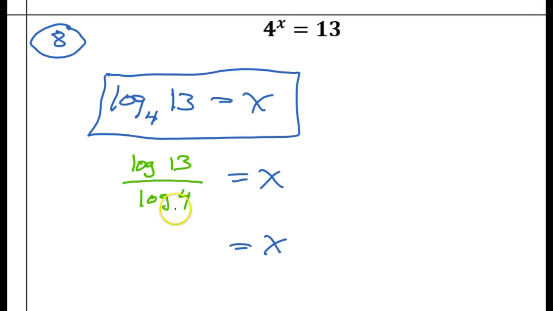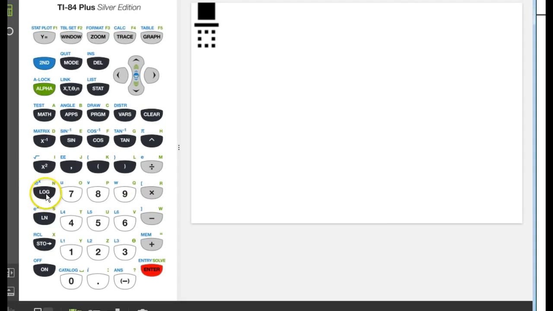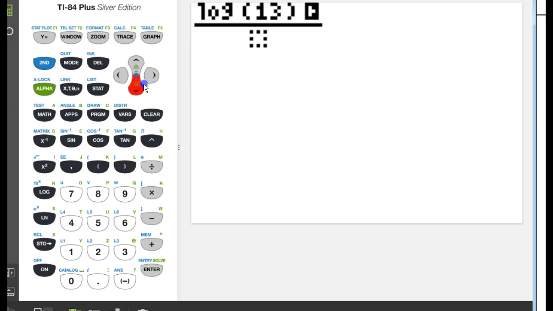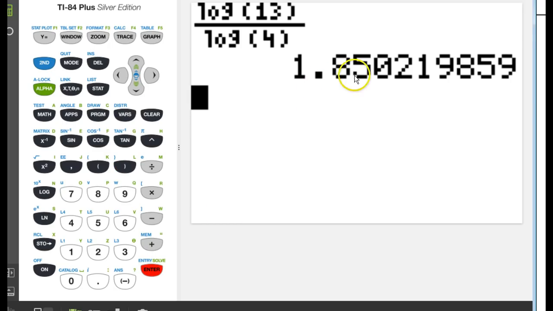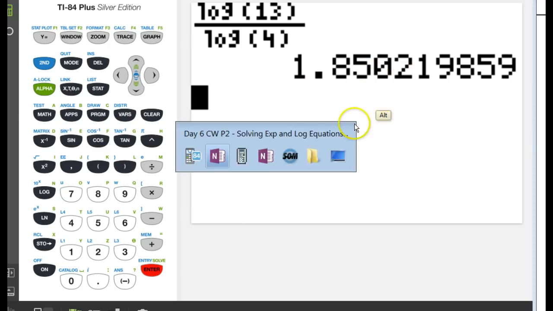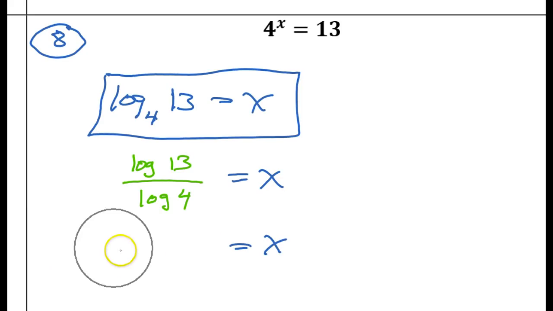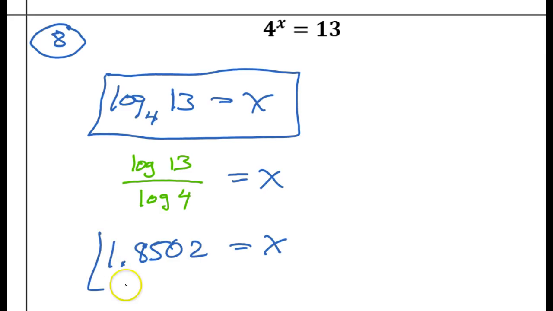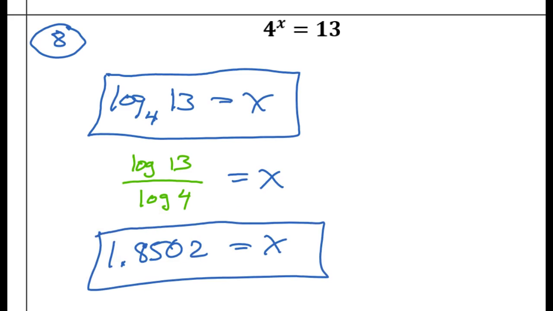Okay, so what was it? Log 13 over log 4. So I could do log 13 over log 4. Okay, 1.8502. So that would be the decimal approximation.